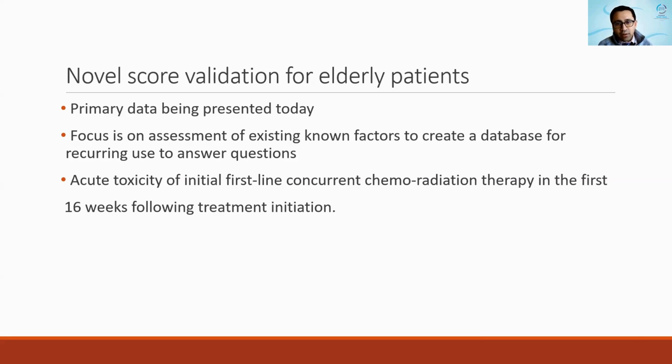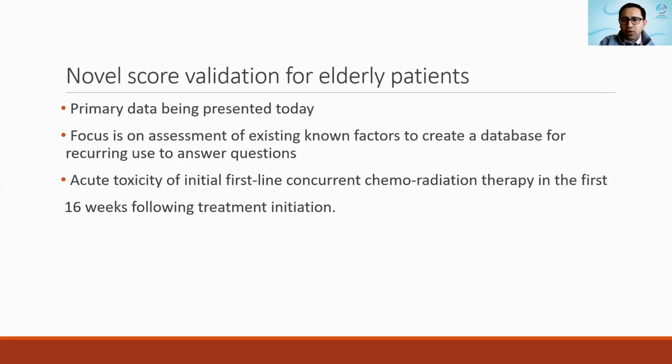Creating this database will also create a long-standing resource which can be used for this project and future projects to answer questions regarding this patient population, which is a systematically understudied patient population. The acute toxicity of initial first-line therapy in the first 16 weeks was really a focus of our score. So this is a score which we have tried to generate based on acute toxicity observed in these patients in the first 16 weeks following treatment initiation. And we will talk more about this score when I present the data.